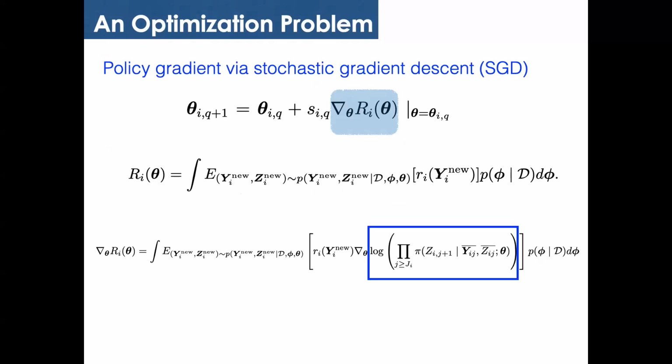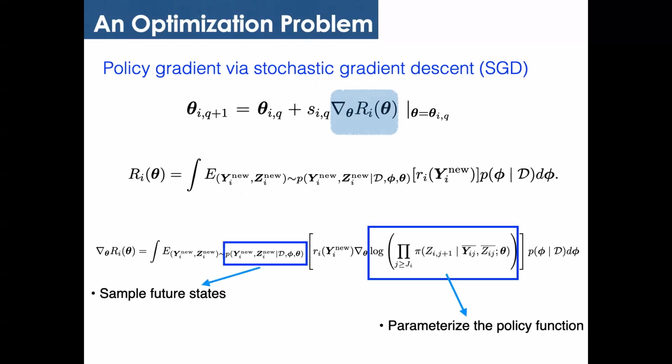The first part is the log policy part. We need a policy function. So that's one challenge we need to solve here. Another one is we need a dynamic model on the Y and the Z because we need to sample future states. And the last one is we need to define the reward function. So essentially, solving this optimization problem boils down to these three steps. As long as we can sample future states, define the reward function, and parameterize the policy function, we can do the optimization. That's all. I will briefly introduce each part.